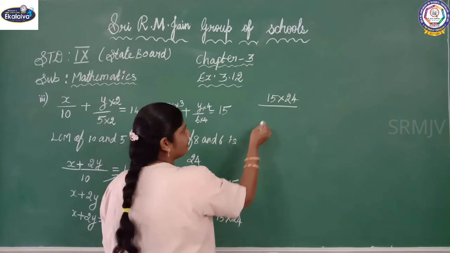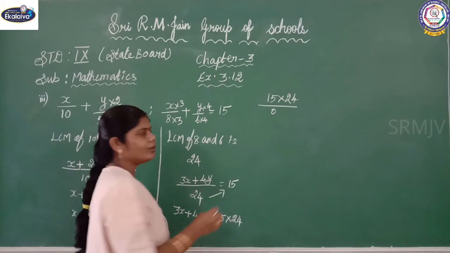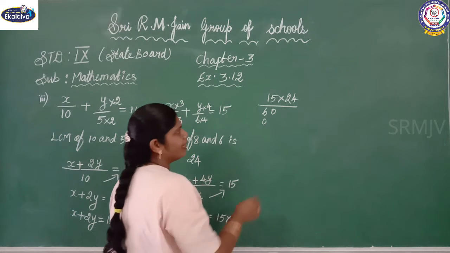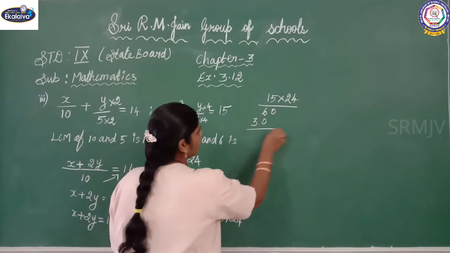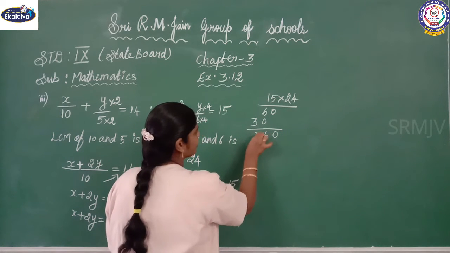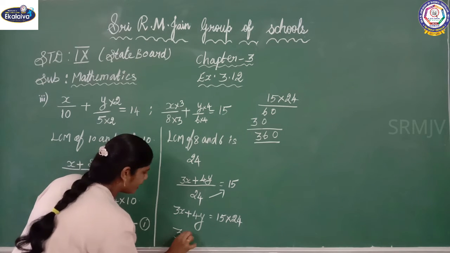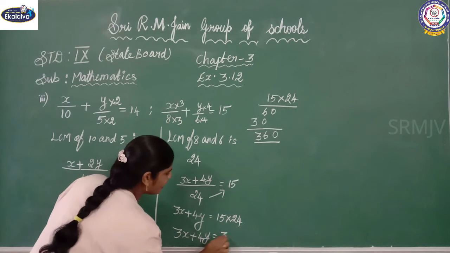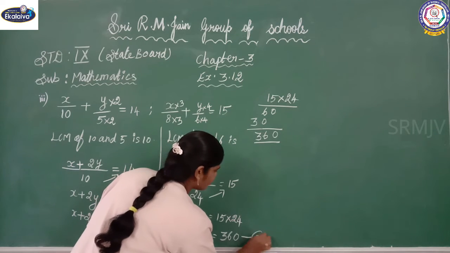4 5s are 20, 0 remaining 2, 4 1s are 4, 4 plus 2, 6. 2 5s are 10, 0 remaining 1, 2 1s are 2, 2 plus 1, 3. Now you add this: 0, 6, 3, 360. So 3x plus 4y equal to 360. Okay. This is the second equation.